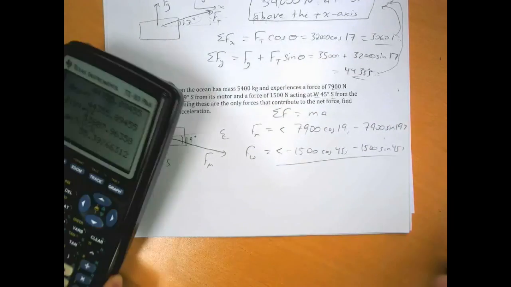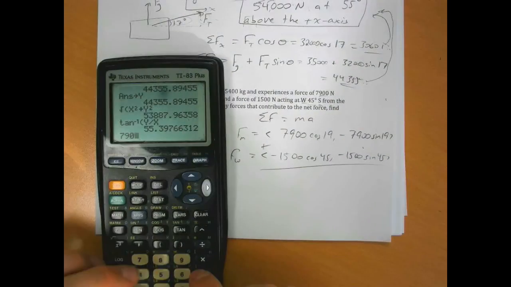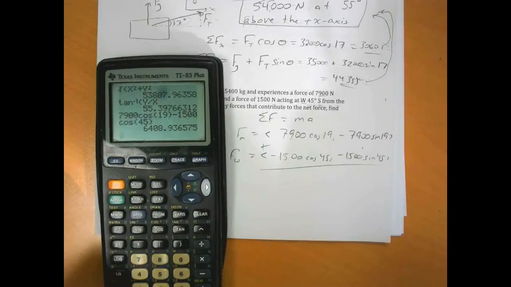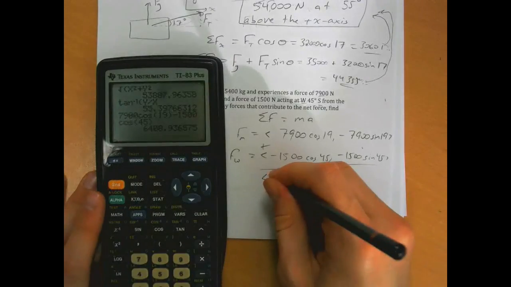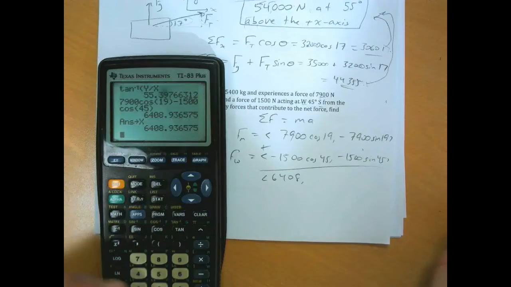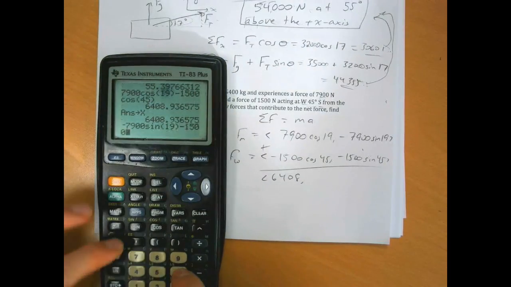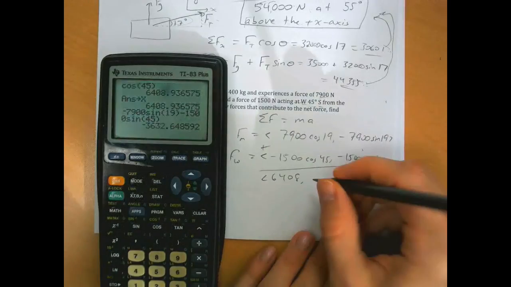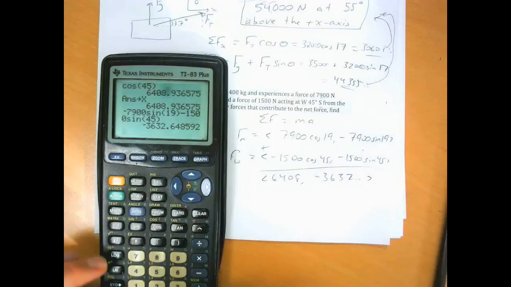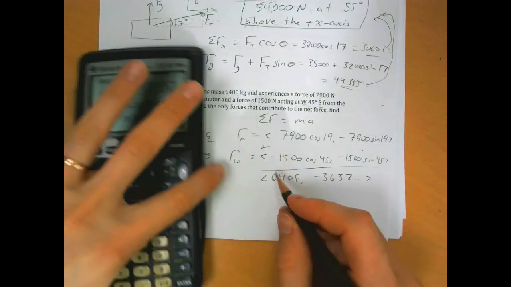And we can add those together to get the components of the net force. 7,900 cosine 19 minus 1,500 cosine 45 gets us 6,408. Store as x. Minus 7,900 sine 19 minus 1,500 sine 45 gets minus 3,632. Store as y. And this is the net force.